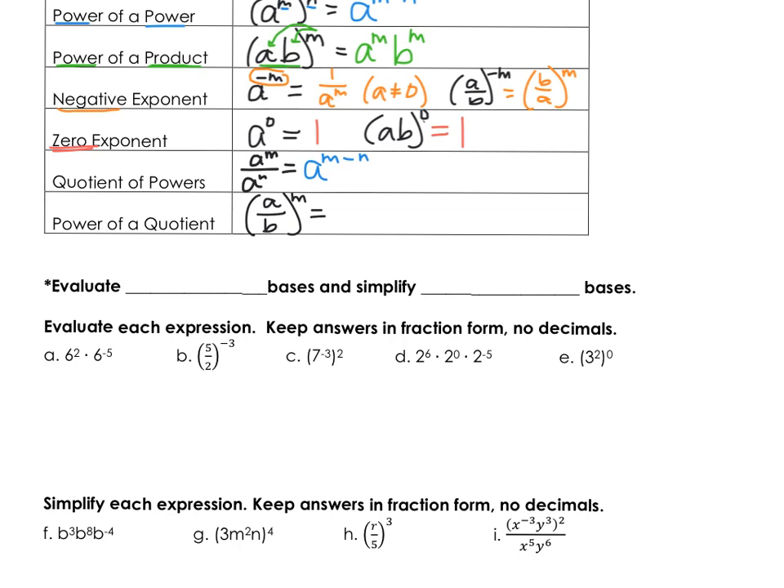And then our final property, power of a quotient, is kind of like power of a product. If you have a quotient and you have it in parentheses with an exponent, as long as there's no addition or subtraction, you can distribute that exponent to the numerator and denominator of the fraction. This would give you a to the m power over b to the m power. Now we're going to be able to utilize these properties with bases that are numbers and bases that are variables.